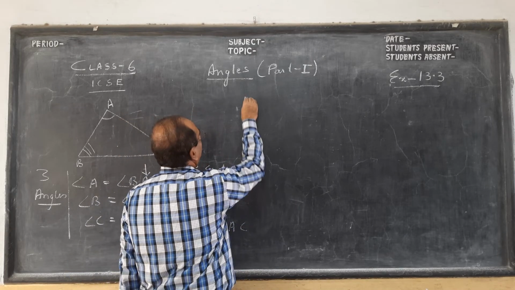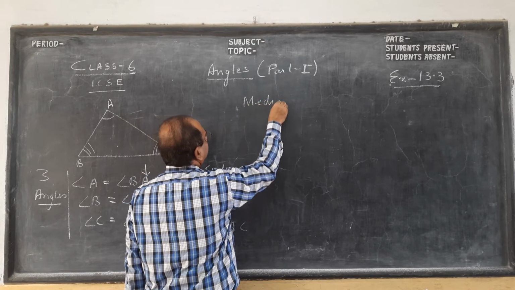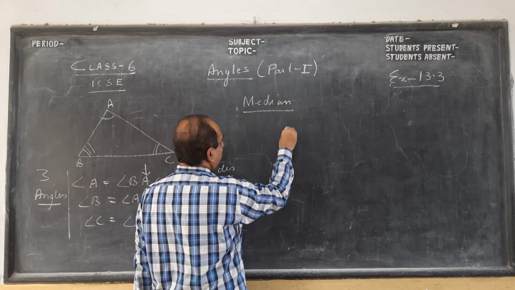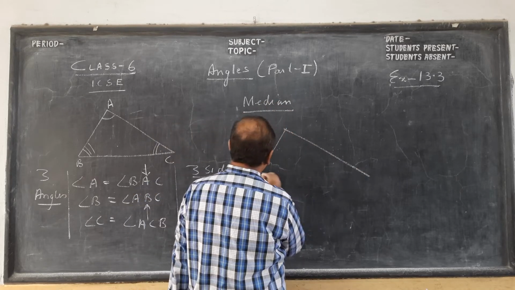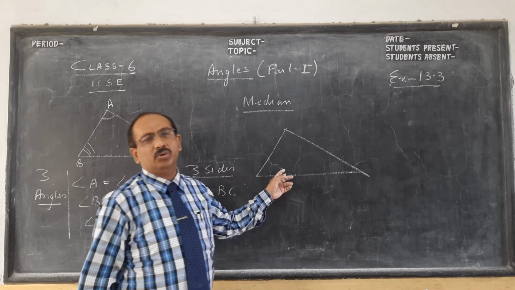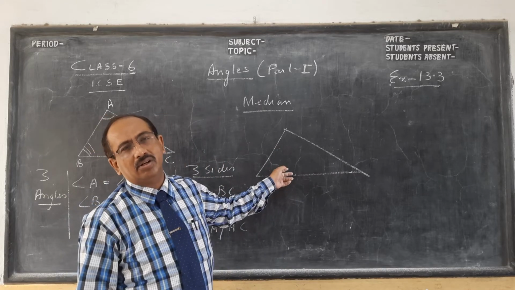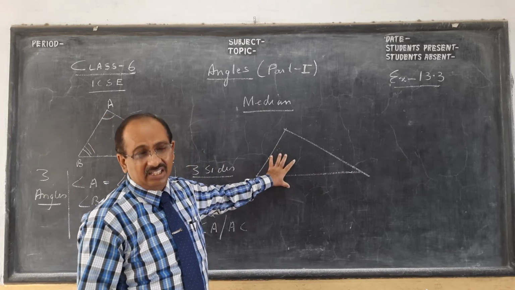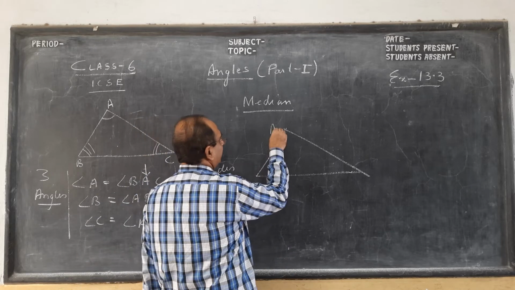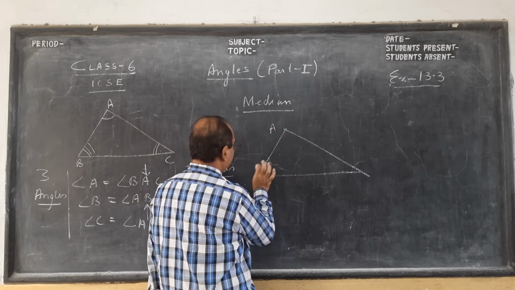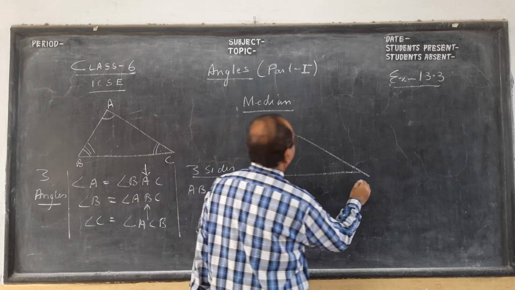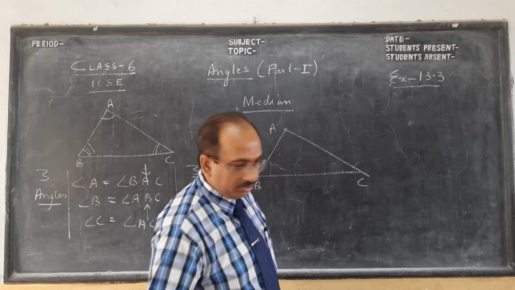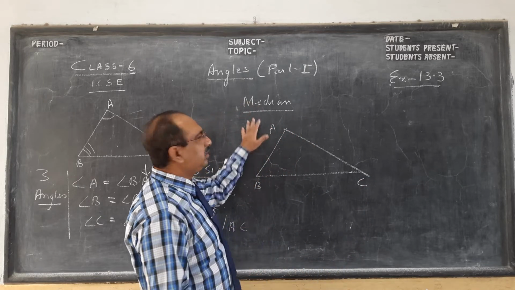See, there are more things, but this is what you require. Whenever you draw a triangle, children, don't draw an equilateral triangle or isosceles triangle. Draw a scalene triangle, all 3 sides different. Okay, A, B, C. Let me draw. Okay, it's all right. What is a median?